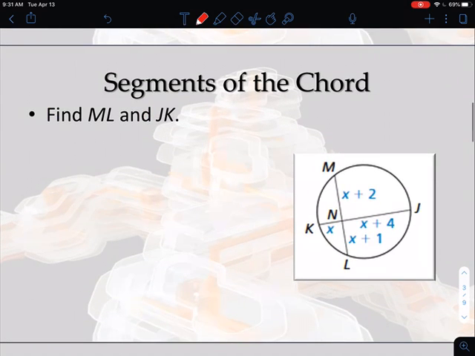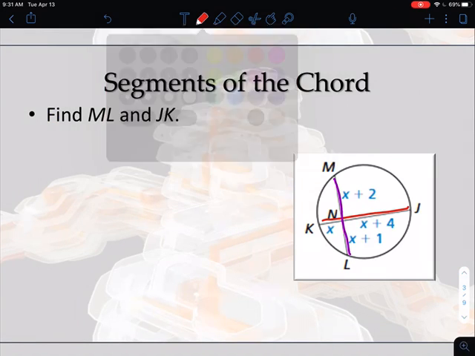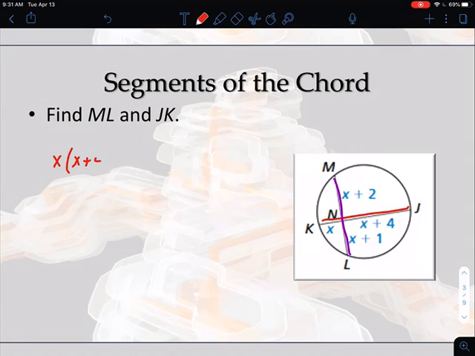And so if we look at an example here, I have my two chords, so I've got JK intersecting with ML. So I'm going to take the pieces of JK, and so the two pieces are X times the other piece X plus 4, and I'm going to set that equal to the other two pieces, which is X plus 2 times X plus 1. So when we see this, this is where we kind of have to use our distribution technique again, and this was something we saw a couple sections ago.